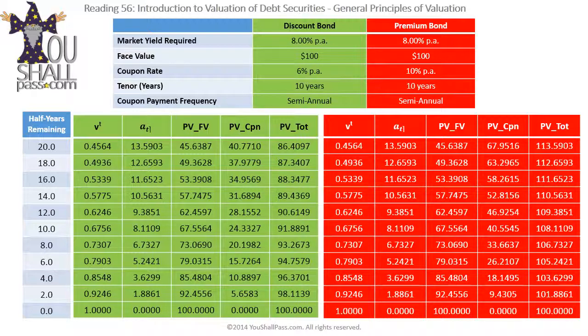And how is the present value worked out? Simply the amount of cash flow times the annuity factor. So at the point where there are 14 half years remaining in the bond's life, the present value of the annuity for the discount bond is 10.5631 times the value of the semi-annual coupon, that's 3. So the present value works out to 31.6894. Again, you should repeat the same working for the premium bond as well as repeat them for a few other time horizons for both bonds.